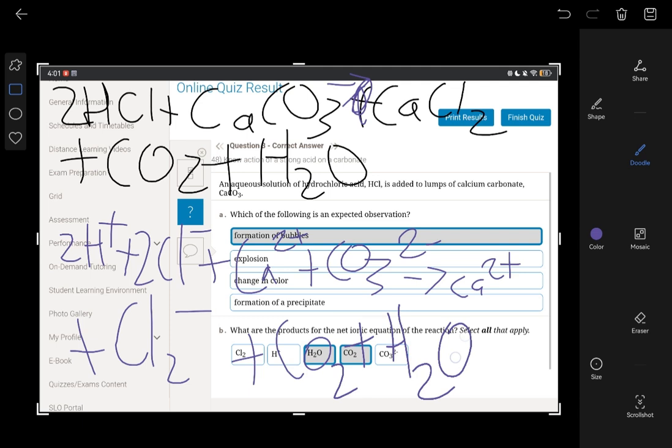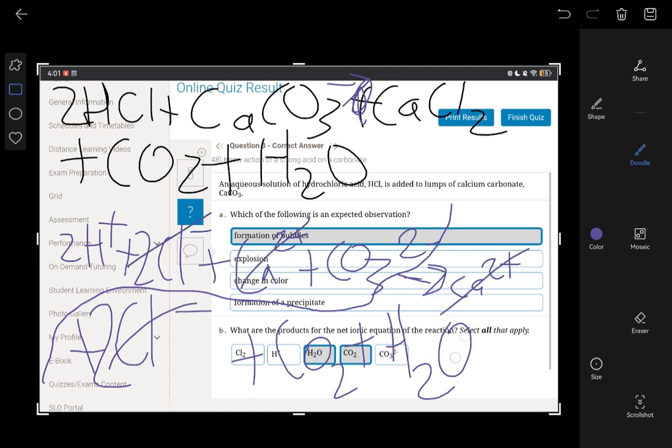So the net ionic, which is what they're asking, you cancel out any two things that are similar and on opposite sides of the arrow. So you have the reactants and you have the products. Which of these on the two sides of the line are the same? So you have the Ca2 plus and the Ca2 plus, 2Cl minus, 2Cl minus. You're left with these. They're asking for the products. It's just CO2 and H2O.